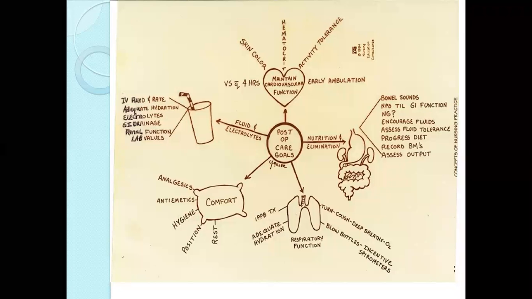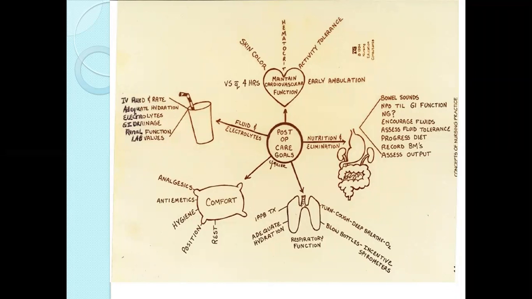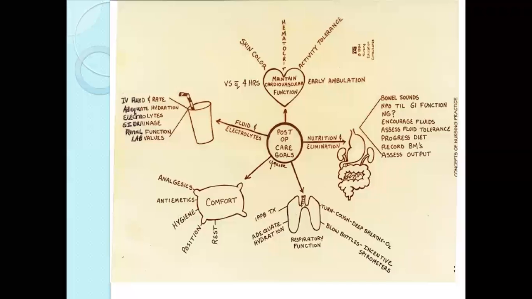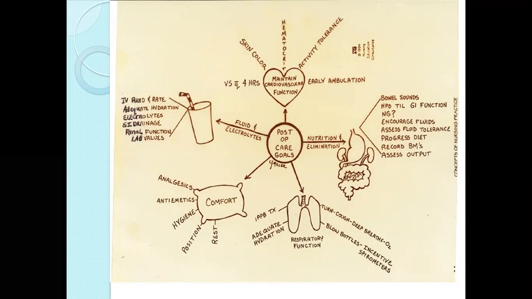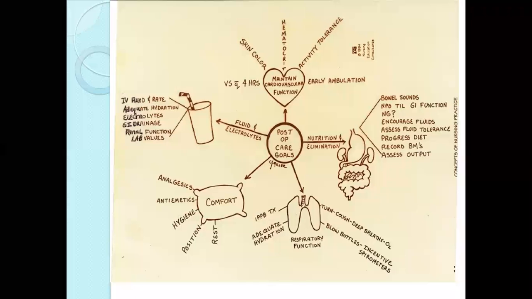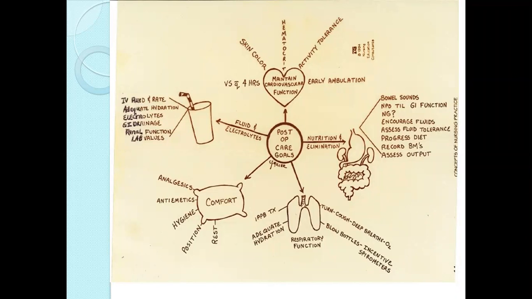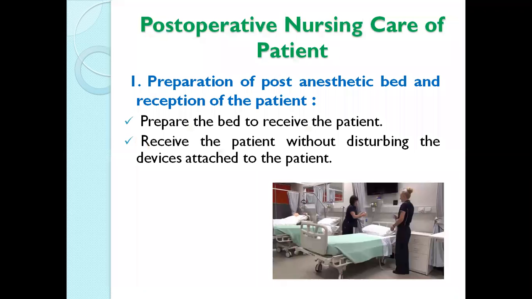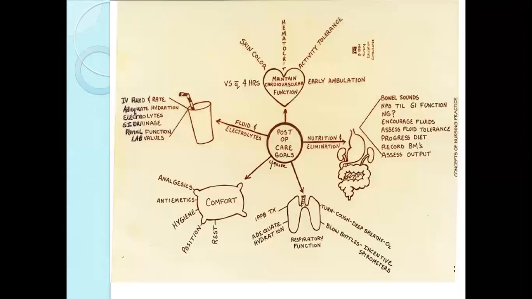Then we have to also record the BMI, that is body mass index. Then we have to assess also the output. So all these are some of the overall post-operative care goals. Whenever we talk about post-operative care, the first thing which always comes is the respiration, because that is a very important thing. If the respiration fails, the person might even die. So the first thing is the respiratory function. Whatever I have mentioned, these are the overall goals which we have to do in a post-operative unit.